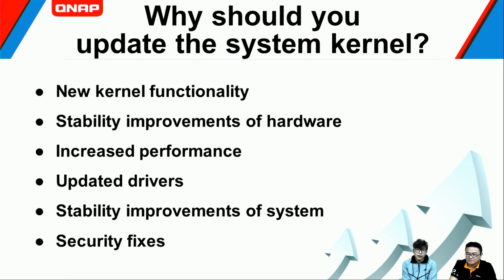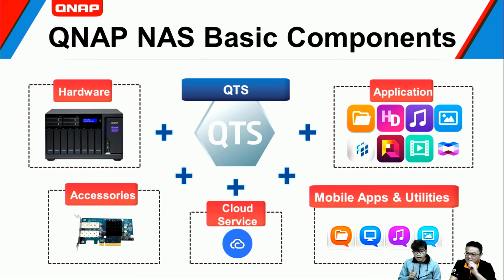So we kept talking about the kernel. Where is the kernel? We never see the kernel when we're using our computer or cell phone or other electronic products. Where does it hide? Let's take a look at the basic components of a NAS. We have hardware, accessories, cloud service, mobile apps and utilities, and many different kinds of very useful applications. And all of that is surrounded by QTS, which is our operating system, right? But still, we don't see the kernel.